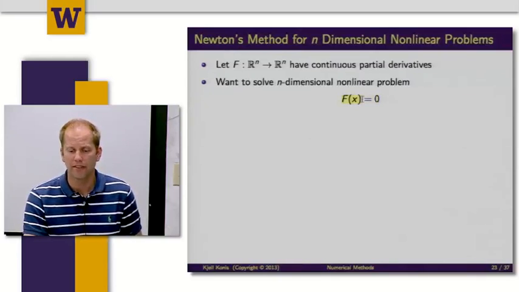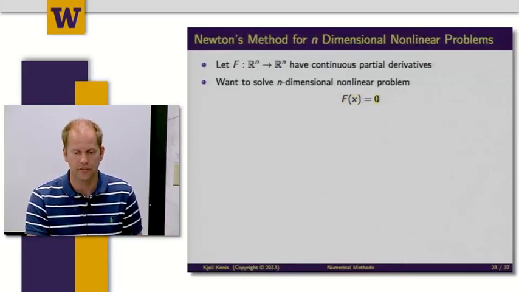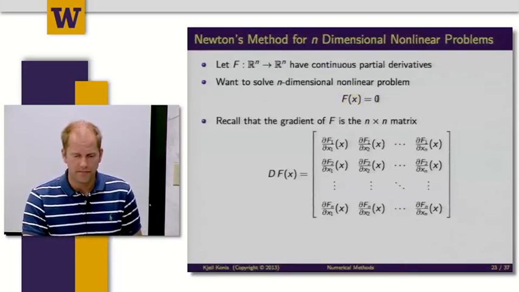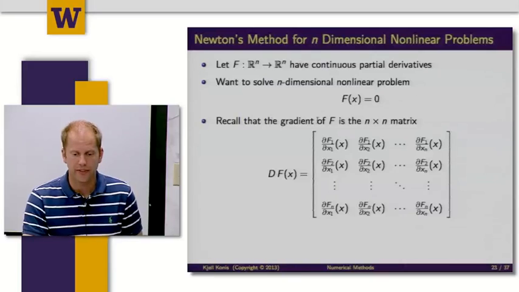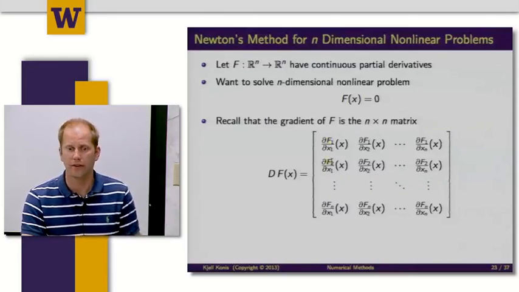But now, because f of x is a function that has n outputs, this 0 on the right-hand side is a vector of n zeros. So it's the 0 vector. And let's remember that the gradient of f is this n by n matrix. In the first row, I just have the gradient for the first function, the first component of this function f, so I called that f1. Second row is the gradient for the second component, f2, and so on.